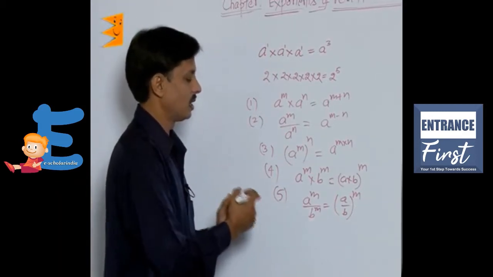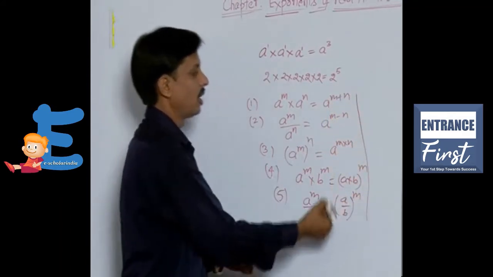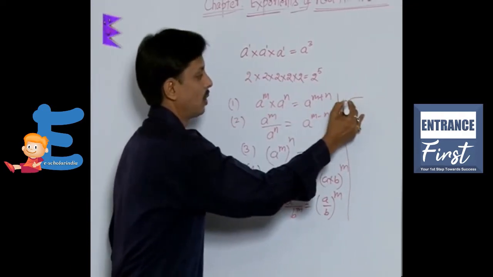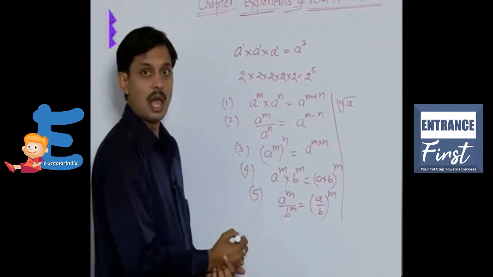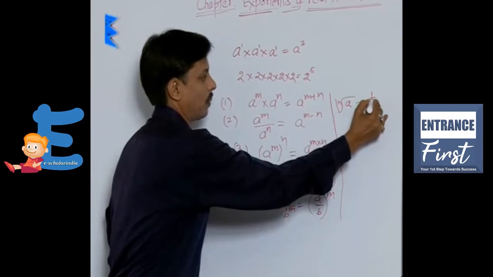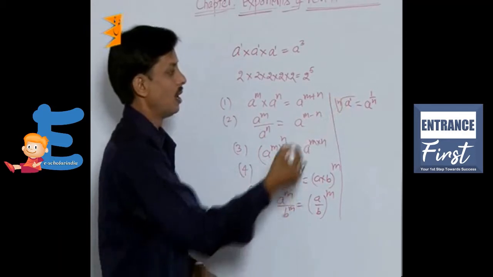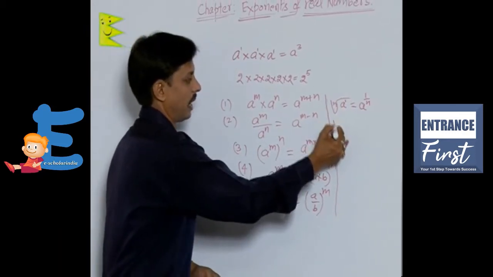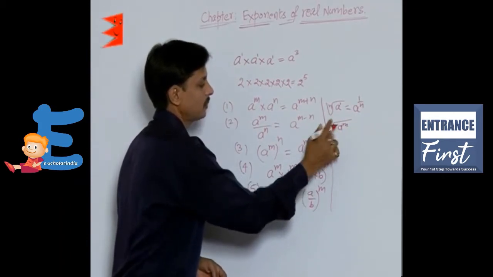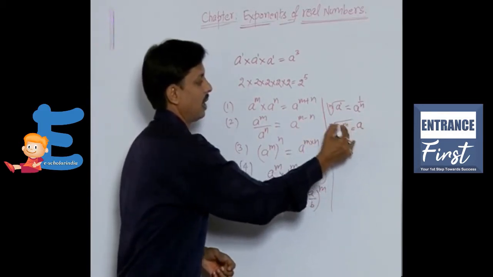With the help of this, I also want to tell you there may be another rule. In case somewhere it is written like nth root of a, nth root of a means a raised to the power 1 upon n. This becomes the answer of nth root of a. Suppose it is written nth root of a raised to the power m. Then the answer will be a raised to the power m upon n.